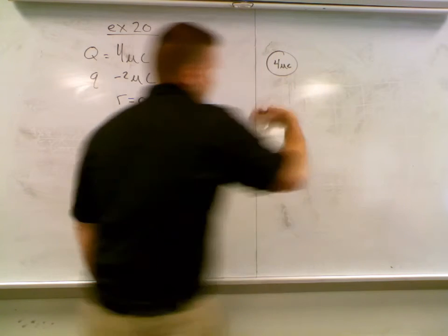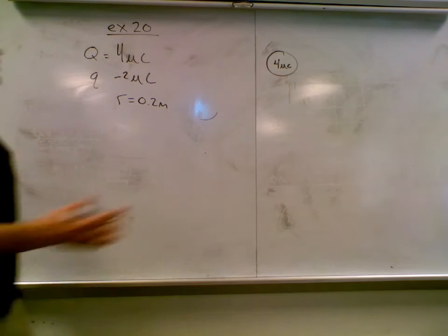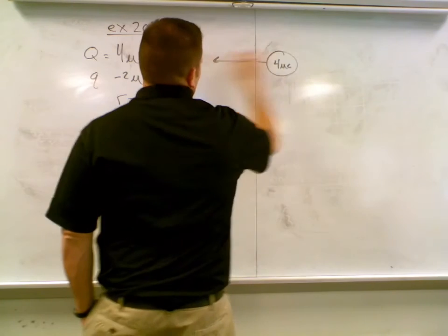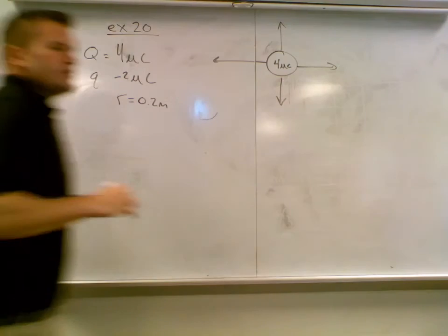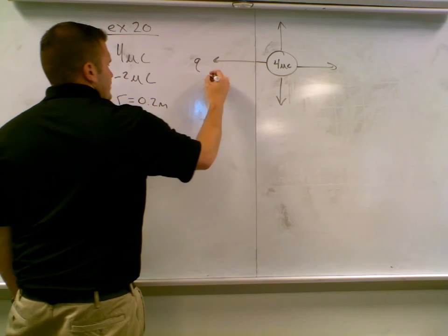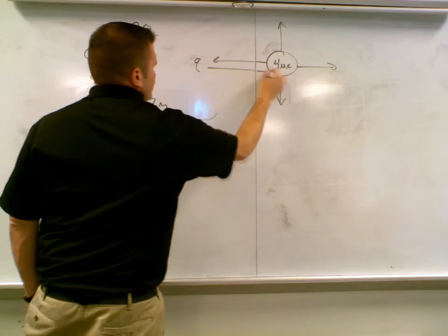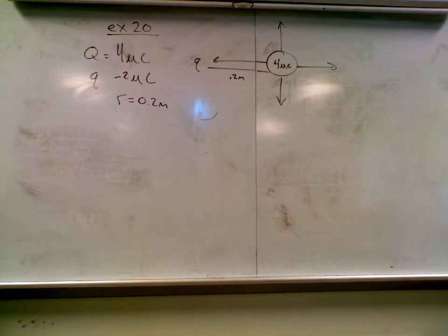So, what does the field look like around this 4 microcoulomb charge? Pointing out. It goes out, right? Because it's positive, the field lines point out. Does that make sense? Yeah. So when I bring this little cube 0.2 meters away, right, it's experiencing that field. Does that make sense? Okay.